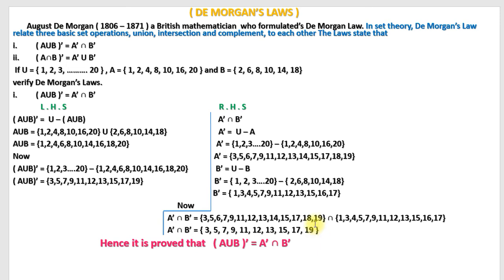Now students, please check the answers of left hand side. The left hand side answer is 3, 5, 7, 9, 11, 12, 13, 15, 17, 19. And now check the right hand side answer. The same answer is coming. So therefore it is proved that complement of A union B is equal to A complement intersection B complement. Both side answers are coming same.